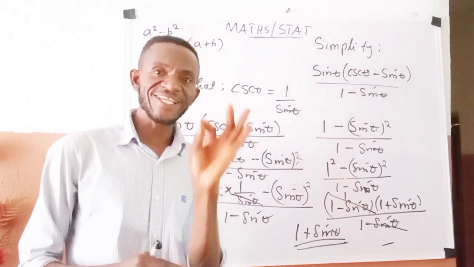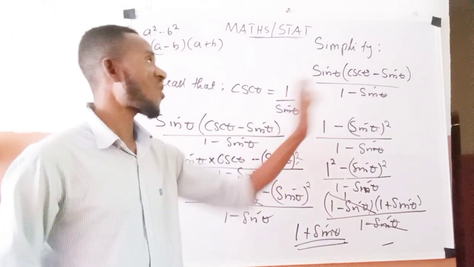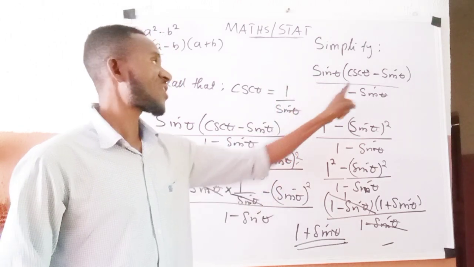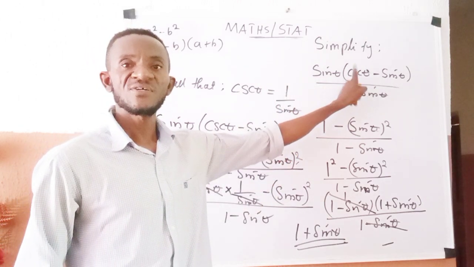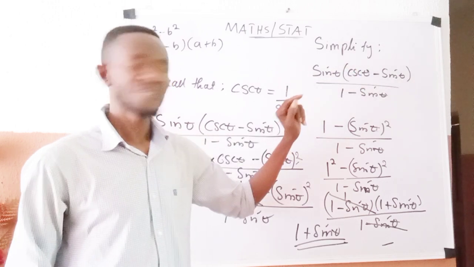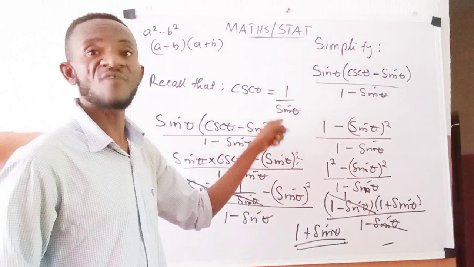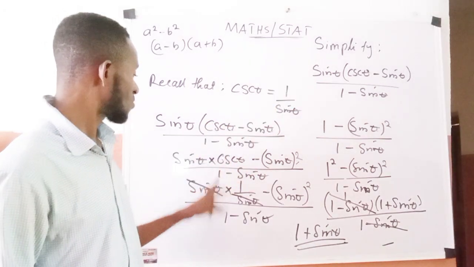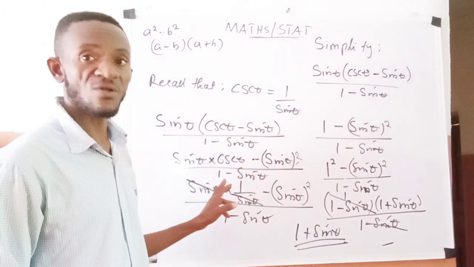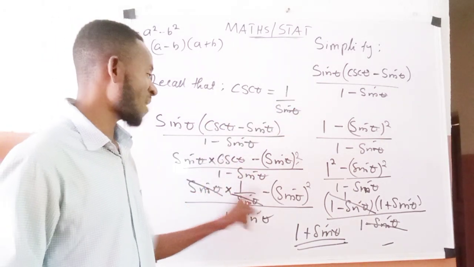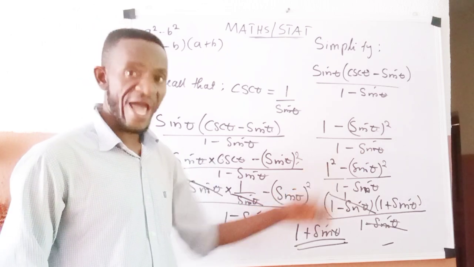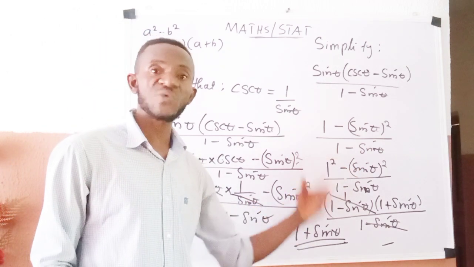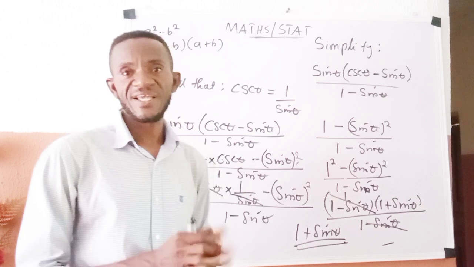The only thing necessary to come out of this problem is to recall what cosec theta is: cosec theta is 1 all over sine theta. Bringing it in here makes this cancel off, and you are now left with 1 minus sine theta all squared. Remembering difference of two squares, you square your 1 and arrive at this answer.